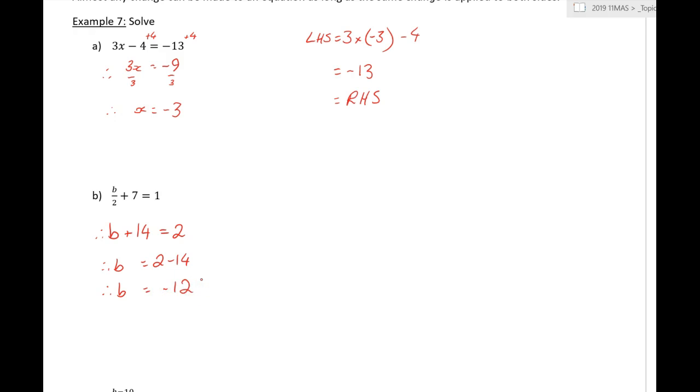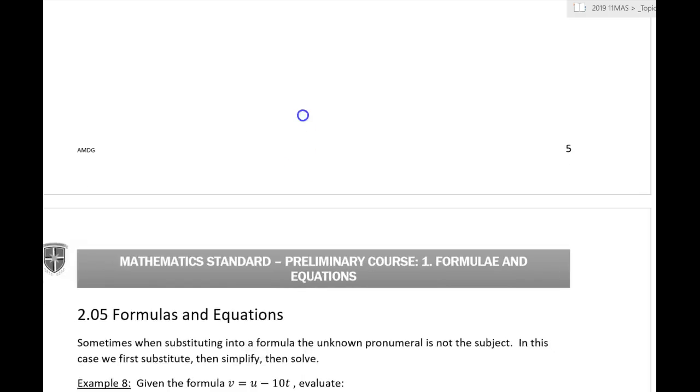Now, I'm going to do my check here just in my head. I'm not going to write it down with this left-hand side, right-hand side stuff. But just quickly, to satisfy myself that this is okay, I have negative 12 divided by 2 is negative 6. Negative 6 plus 7 is 1. That looks good to me.